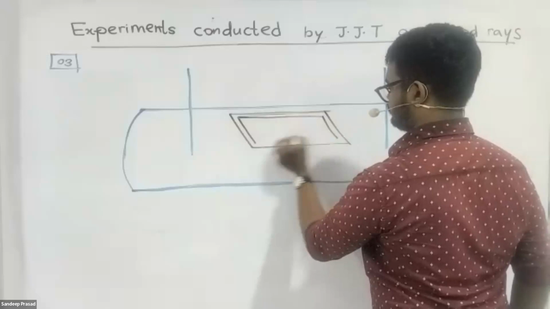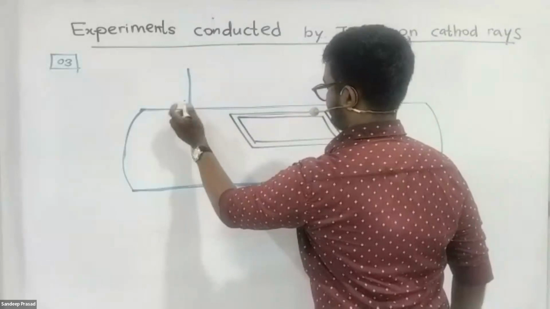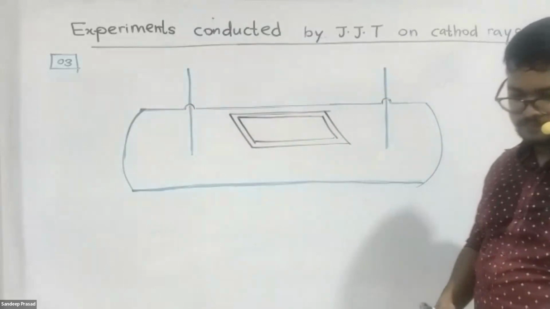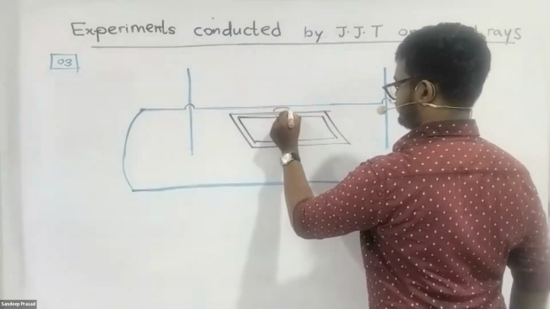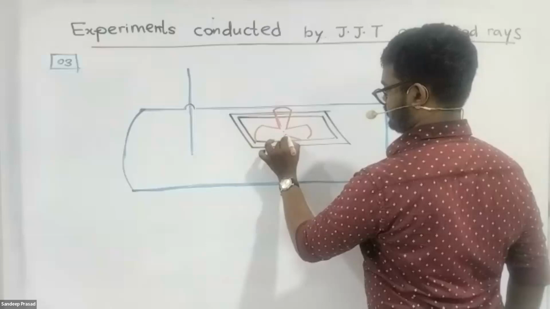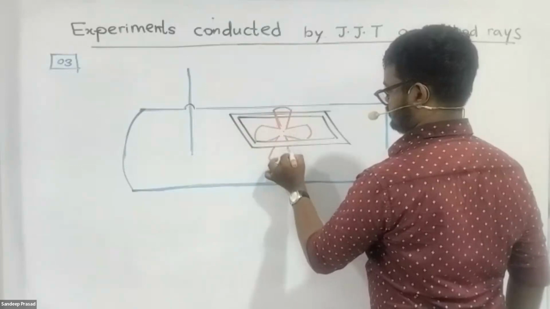Here, J.J. Thomson has used a paddle wheel. What do we call a paddle wheel? This is kind of a paddle wheel, right? A wheel that can rotate. So this can rotate. This can be rotated.